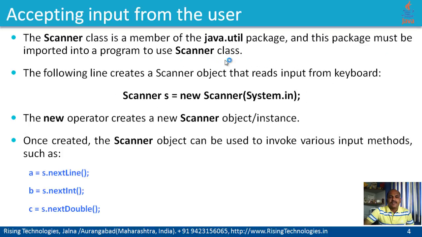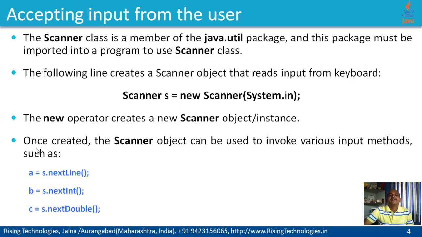and this package must be imported into a program to use the Scanner class, and this is the syntax to declare a new Scanner object. First, we need to import this package, that is java.util. Secondly, we can declare the object something like this: Scanner s = new Scanner. And we need to pass a standard input stream to the constructor of this Scanner class. We have just discussed that System.in represents keyboard. Any value that the user types from keyboard can be retrieved, can be extracted from this object. So all I need to do is encapsulate the System.in object within this Scanner object. This new operator creates a new Scanner instance.